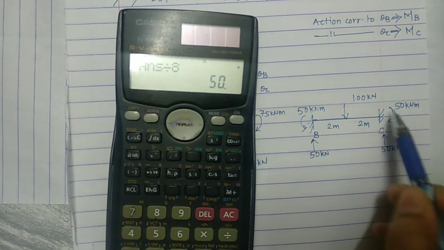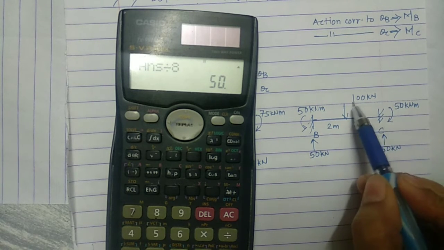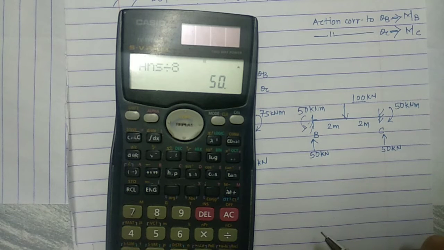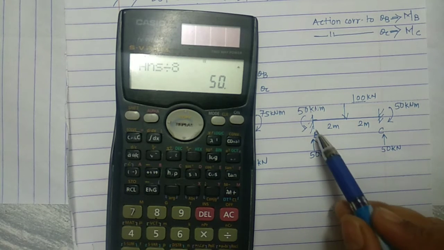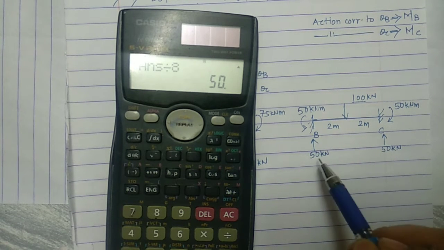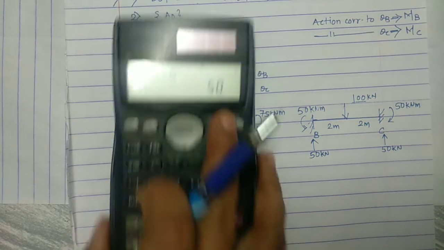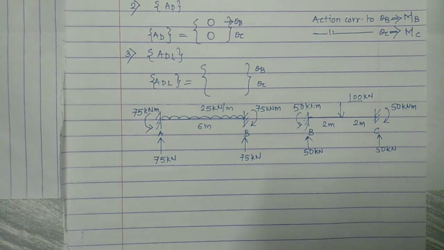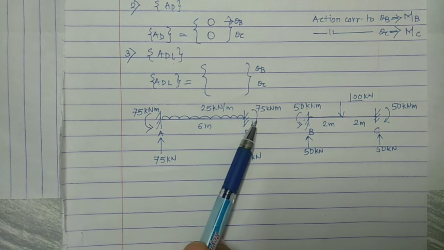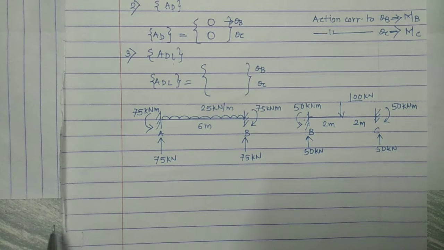Okay, this 50 and this 50 will cancel each other, and the reactions are only because of this 100 kilonewton force. So do the calculation and calculate these reactions: 50 kilonewton, 50 kilonewton. Now both figures are completed. Writing the moments and these reactions.